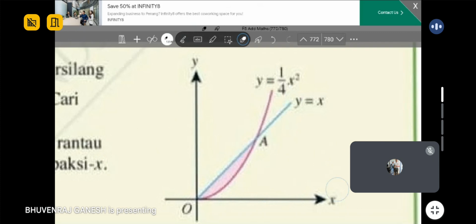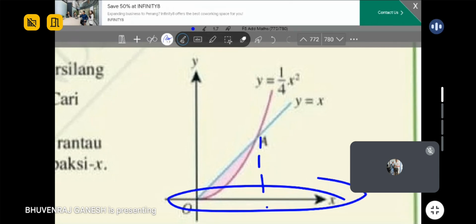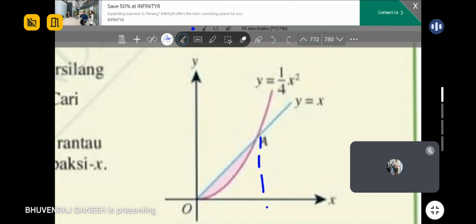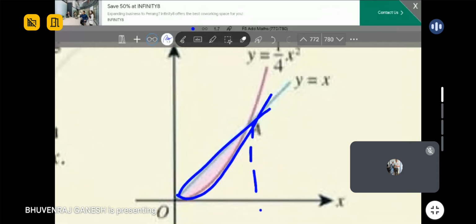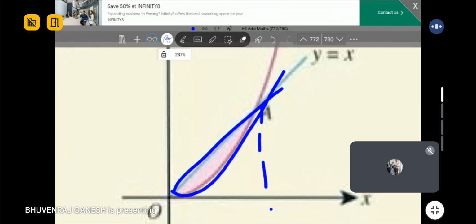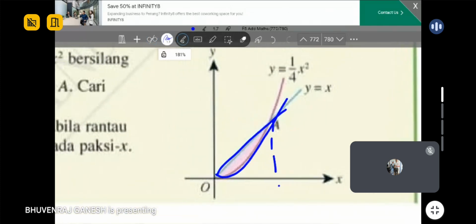Then for volume, you integrate towards the x-axis. Kamirkan terhadap paksi x. So you take volume under the line minus volume under the curve. Isi padu bawah garis tolak isi padu bawah lengkung. Then you will get the answer. Okay, one question here. Can volume be negative, guys? Yes or no?